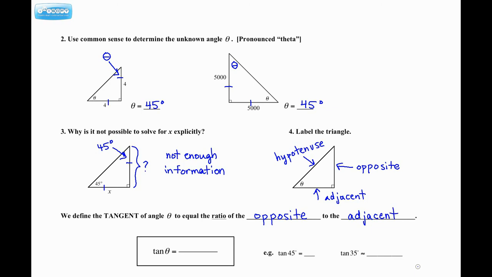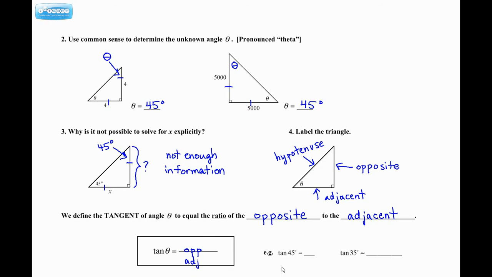Okay? And we write that like this. We say the tangent of angle theta, and we abbreviate tangent with tan. And if you look on your scientific calculator, you should see a tan button somewhere. So we say the tangent of angle theta is equal to the opposite, I'll just abbreviate it, divided by the adjacent. Okay? So when you divide those two numbers by each other and you get an answer, that is what we call the tangent of theta.